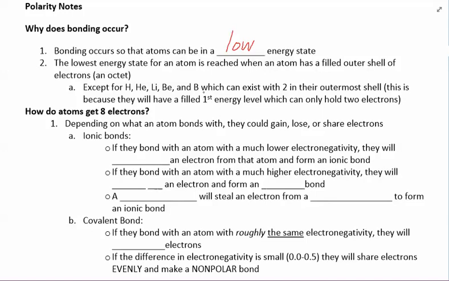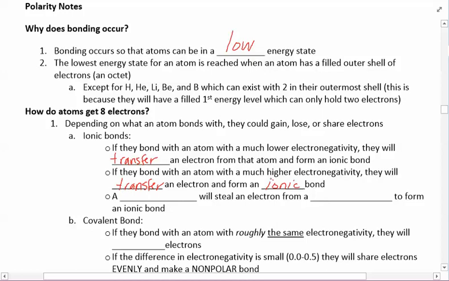So this is going back to the bonding thing. Ionic bonds have to do with if an atom bonds with an atom that has a much lower electronegativity, they're going to transfer an electron. The electron is going to go from the metal to the non-metal. If they bond with an atom with a much higher electronegativity, they will again transfer an electron to form an ionic bond.